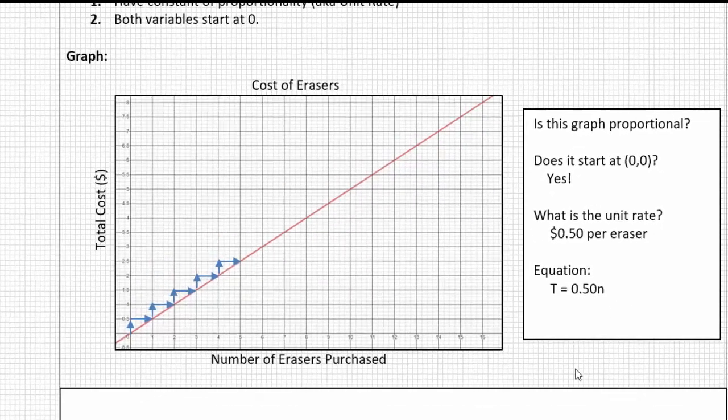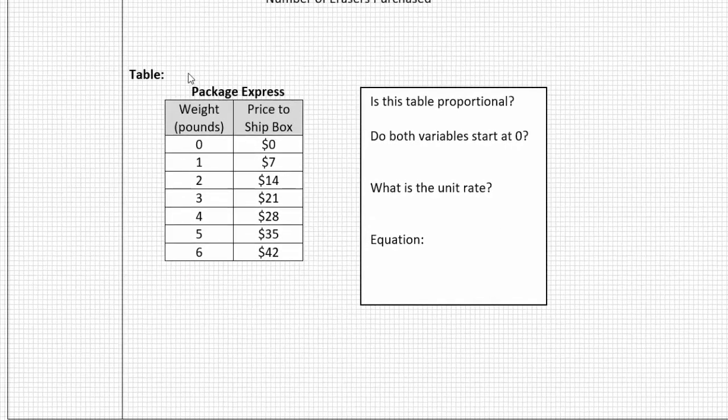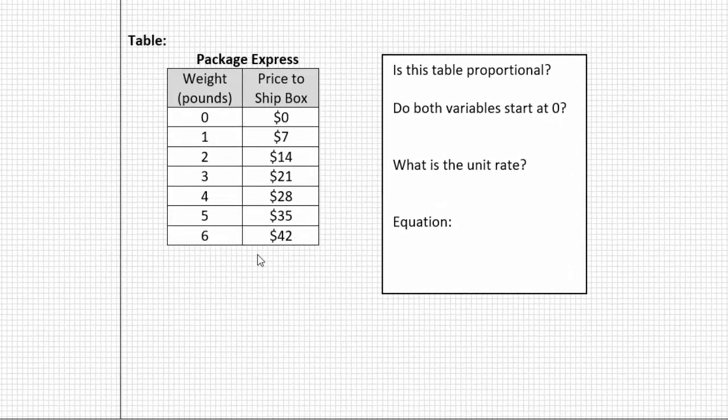Let's try another one. This time, we're looking at a table. And again, before we can write an equation, we have to decide, is this table proportional? So remember the questions that we asked about that. Do both the variables start at 0? Do we know what the unit rate is? If it is proportional, and we say yes, it starts at 0, 0, and we know what the unit rate is, then we can very quickly write our equation.